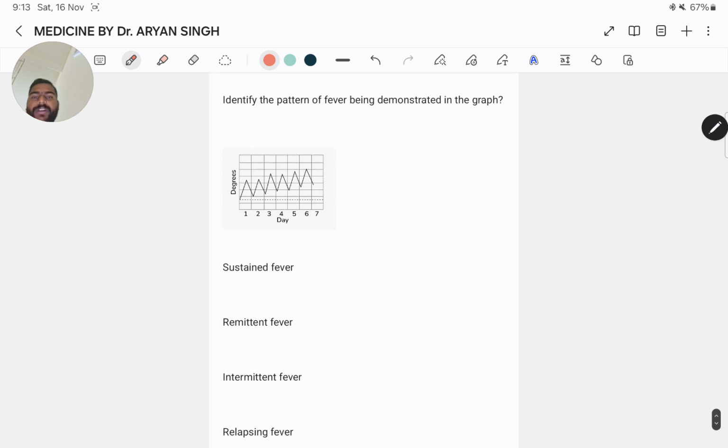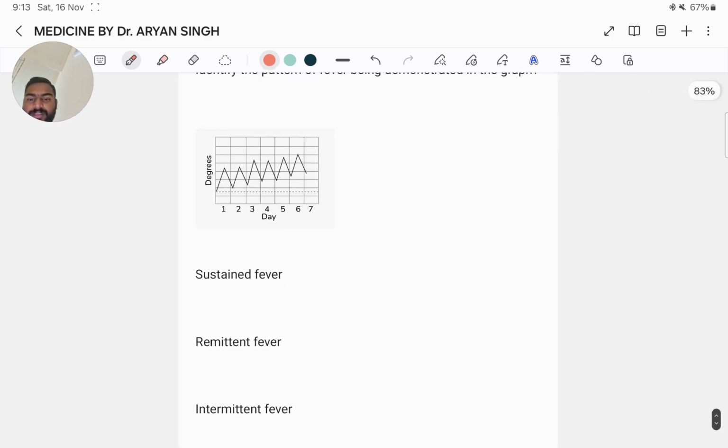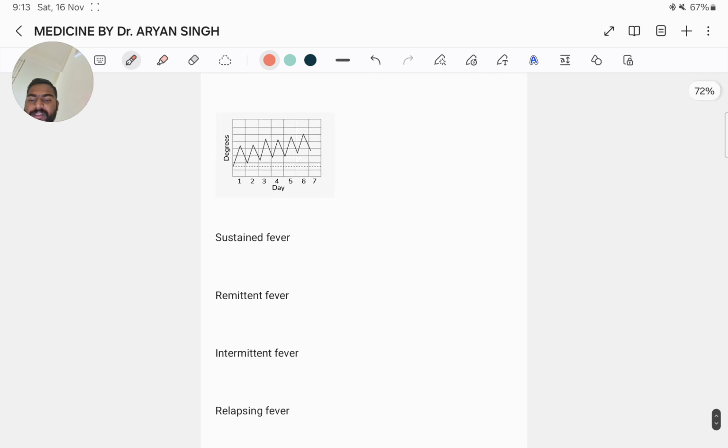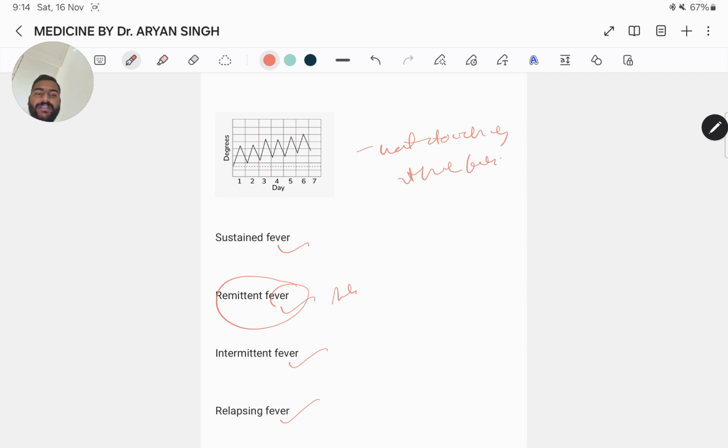Next question, identify the pattern of fever being demonstrated in the graph. Sustained fever, remittent fever, intermittent fever, and relapsing fever. Here the best answer is remittent fever because the fever never touches the baseline. That's why it's remittent fever.